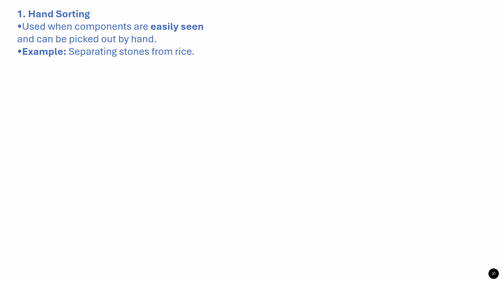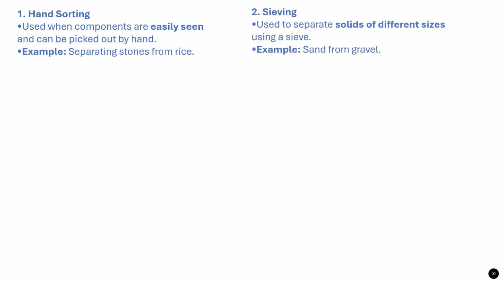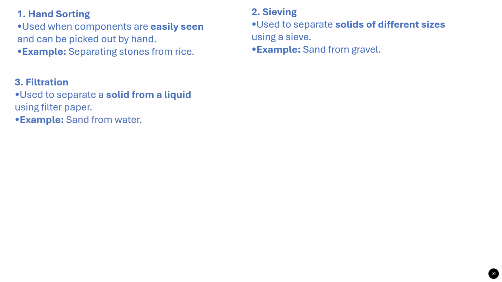For example, if they ask you in the exams, give me 3 different types of how mixtures can be separated and give an example for each. So here you go. You're going to hand pick it. Example, you're going to separate stones and rice. Sieving, you're going to separate gravel from sand, where the solids will remain at top and the sand will sift through. Then we have filtration. You separate the solid from liquids using filter paper. Example is sand from water.